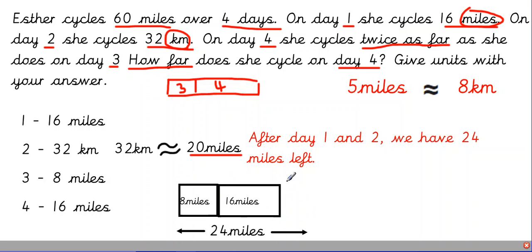Okay, so you've got 24 miles. What I did, I divided 24 by 3. Okay, because you've got twice as far on day 4 as day 3. So 24 divided by 3 is 8. And then because you've done twice as far on day 4, double 8 is 16. If we add those together, 16 and 8 is 24 miles. So on day 3, she must have cycled 8 miles, and then on day 4, she must have cycled 16 miles.